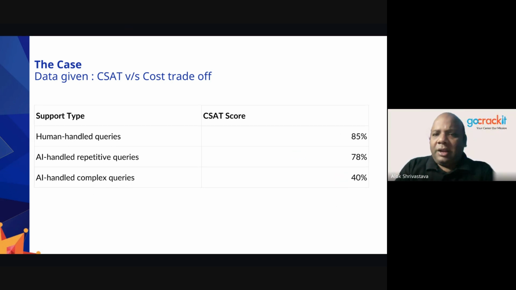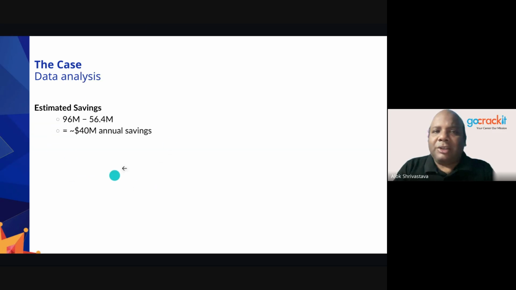Let me take a pause here. CSAT score is customer satisfaction score. Basically, it's like an NPS score, Net Promoter Score, customer rating in simple words. Till here, did you understand the calculation, all of you? If yes, just give me yes or thumbs up. Right?